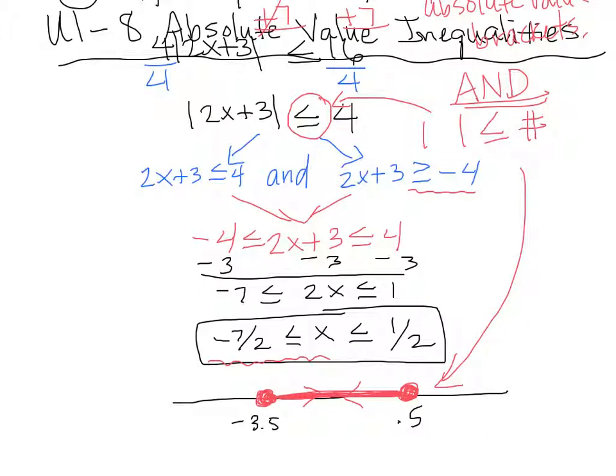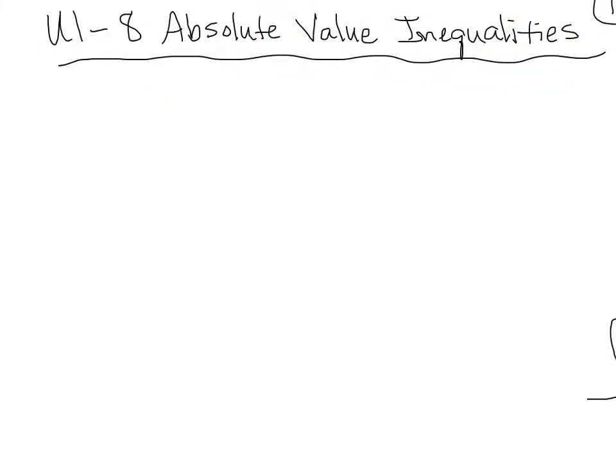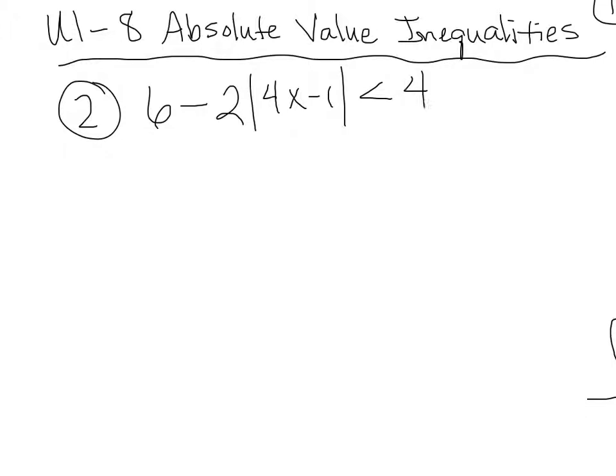Okay, let's take a look at one more example, and this will be of the OR. So here's example 2. 6 minus 2 times the absolute value of 4x minus 1 is less than 4. So again, we start by isolating the absolute value, and we have 2 steps to do that again. The 6 is the constant, the negative 2 is the multiplier. We always start by getting rid of the constant first.